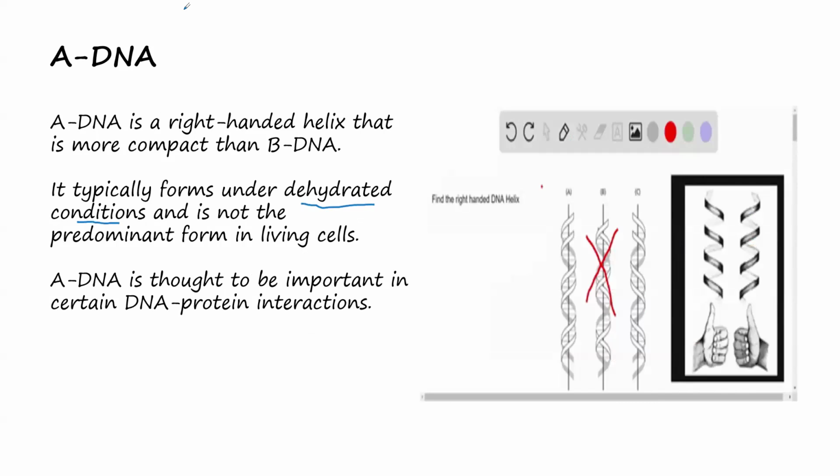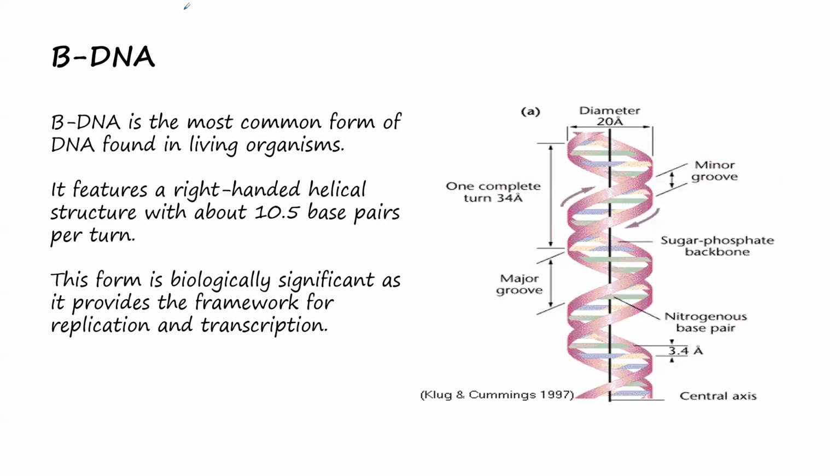That is why here we say that A-DNA is more compact. It means that the number of base pairs per turn in A-DNA is less than the number in B-DNA. That is why A-DNA is more compacted than B-DNA. Look at it: the base pairs per turn in B-DNA is 10.5, so it's huge.